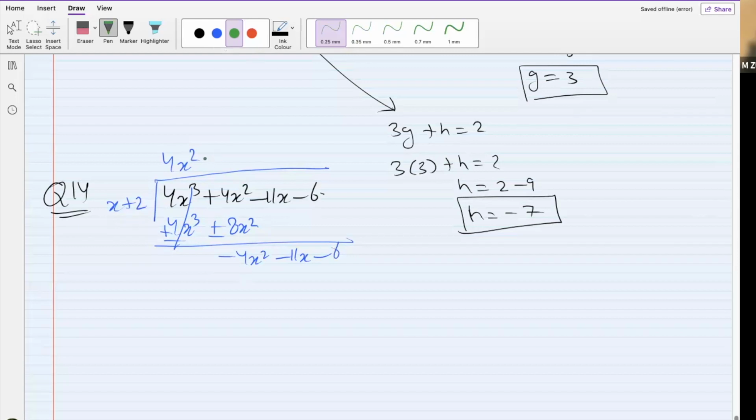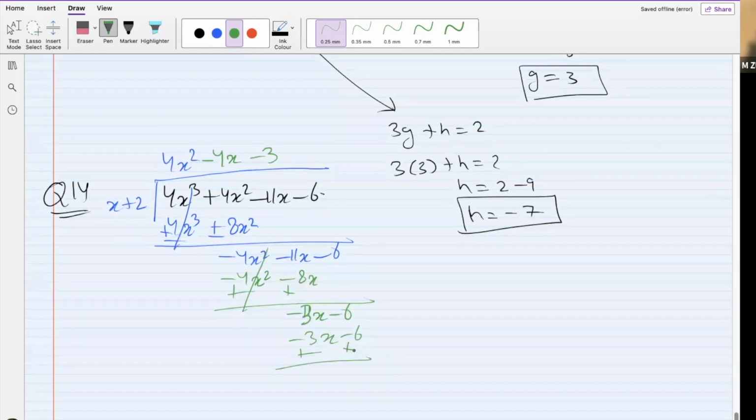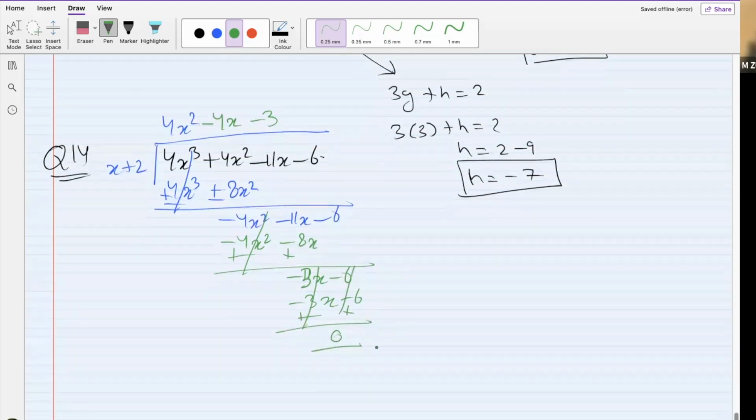Next, to get negative 4x square, we multiply with negative 4x. So negative 4x square minus 8x, we change this sign and we add them. Minus 3x minus 6. To get minus 3, we multiply with minus 3. So minus 3x minus 6. Change the signs and you add them. So the remainder is 0. Remainder is equal to 0. Therefore, x plus 2 is a factor.